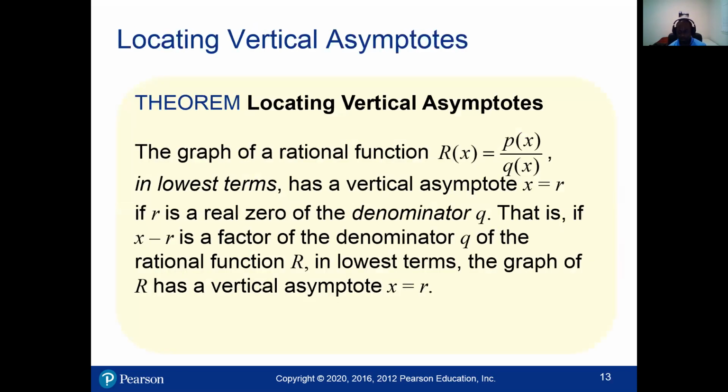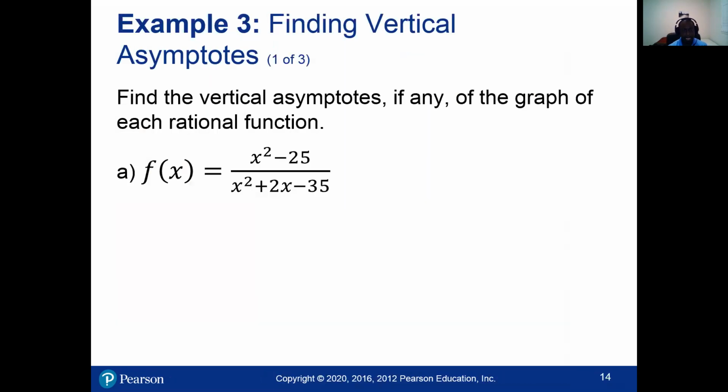Okay, all right. Now, let's talk about how you find the vertical asymptotes. Well, this is a rational function, p of x over q of x, which are both polynomials, but they have to be in lowest terms. In other words, you have to factor them, because some of the factors will cancel out. After you have done that, you set each of the factors in the denominator to 0. The x values that make the denominator 0 are your vertical asymptotes. In other words, if you have the factor x minus r, then it means that x equal to r is a vertical asymptote.